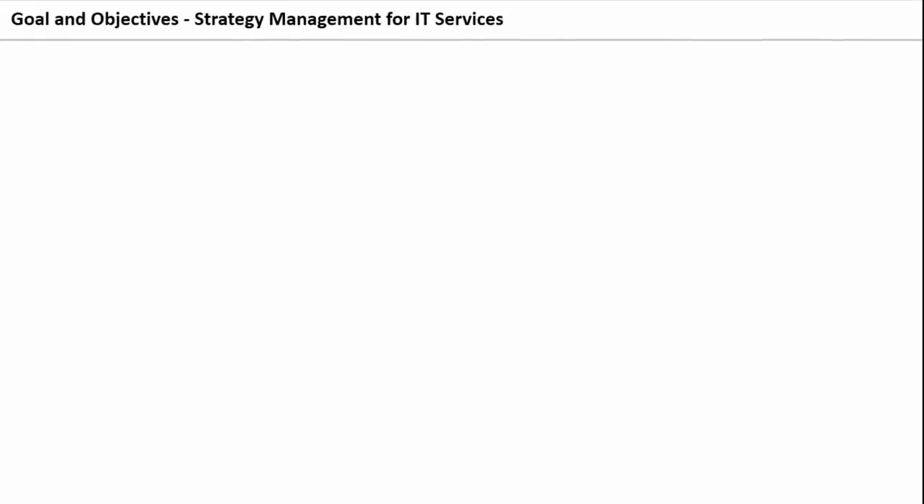Goals and objectives. Strategy management for IT services. The goal of strategy management for IT services is defining and maintaining an organisation's perspective, position, plans and patterns with regard to its services and the management of those services.